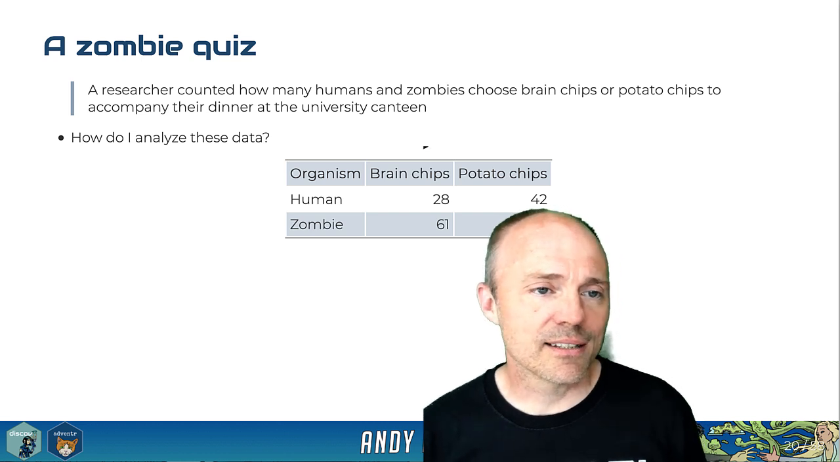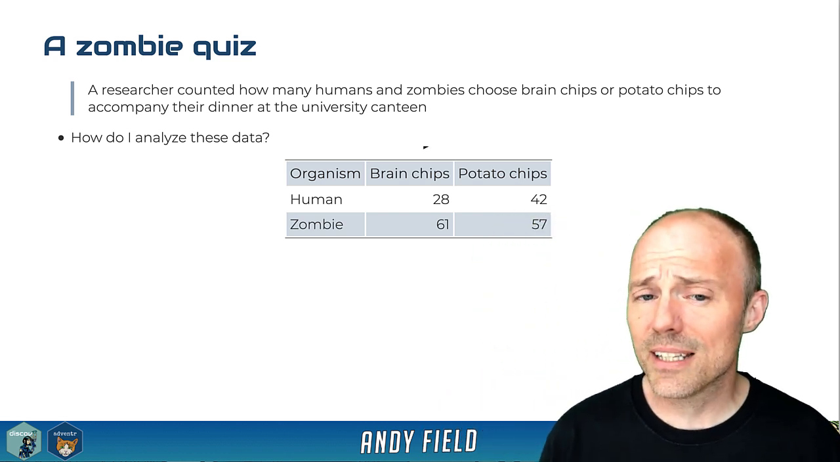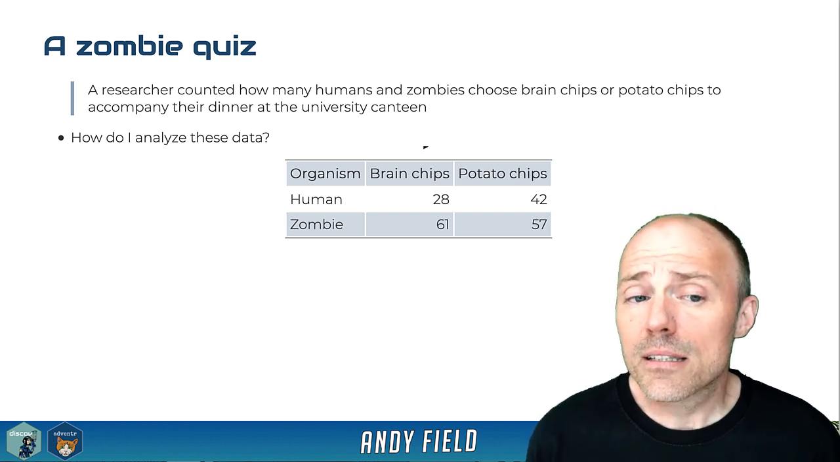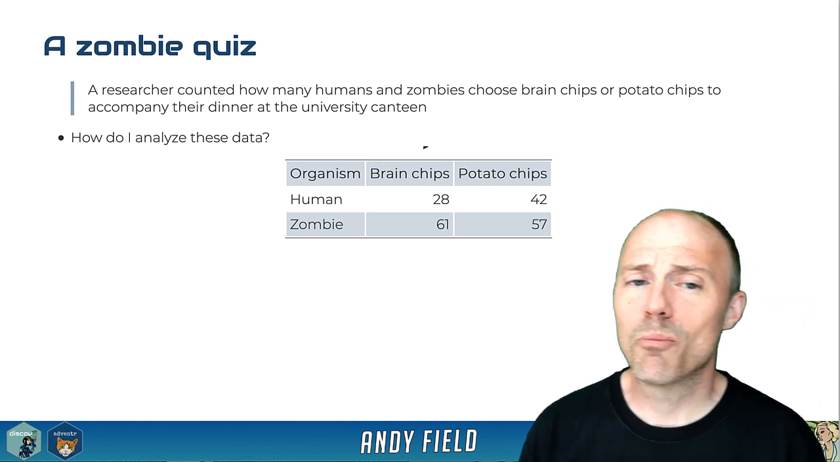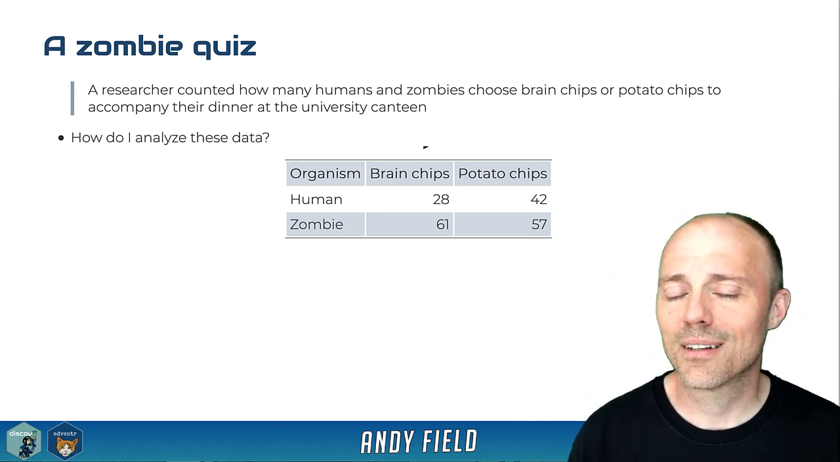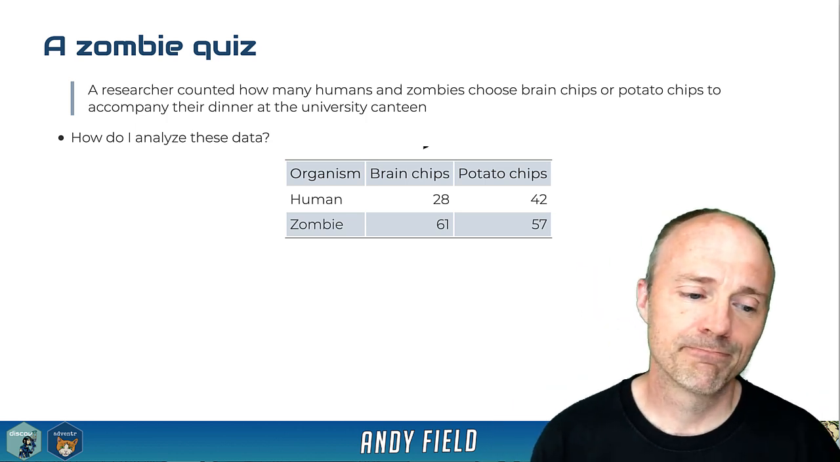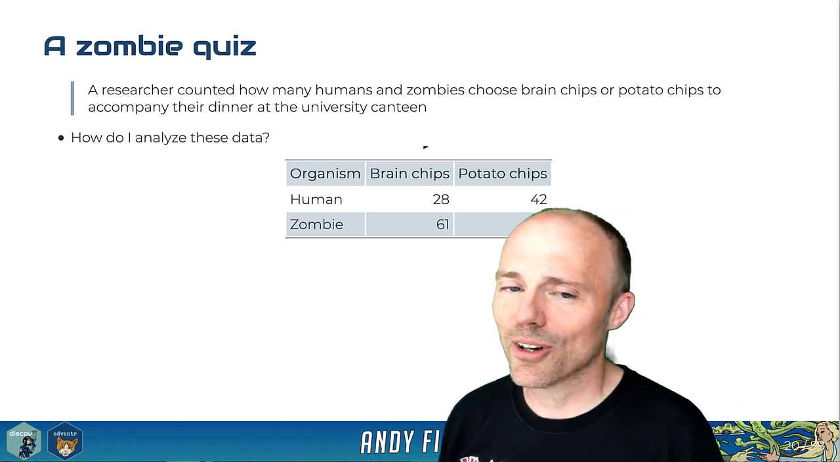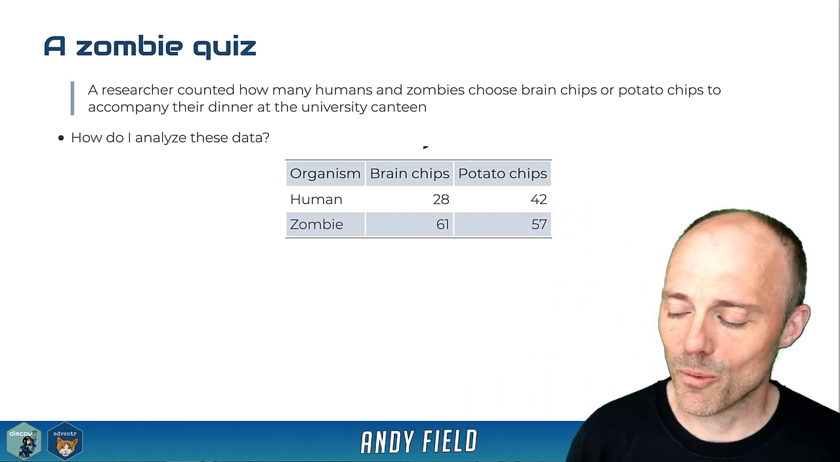My question is, how do I analyze these data if I want to test the hypothesis that zombies eat more brain chips than humans? So mentally, you can now do that little quiz in your head and see what answer you come up with.